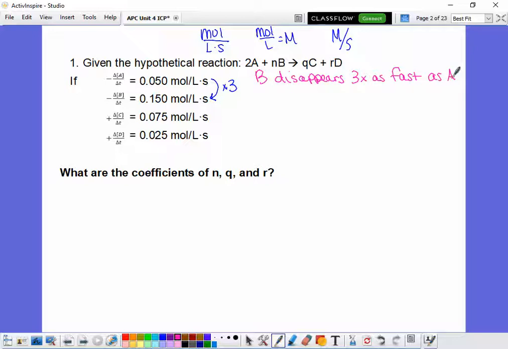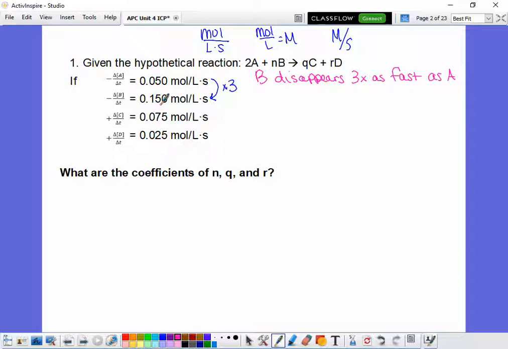B disappears 3 times as fast as A. Is that statement valid? Yes, based off of the data given, B is disappearing 3 times as fast as A is disappearing. Well, because 0.05, to get it to 0.15, you have to multiply by 3. Don't look at the coefficients.